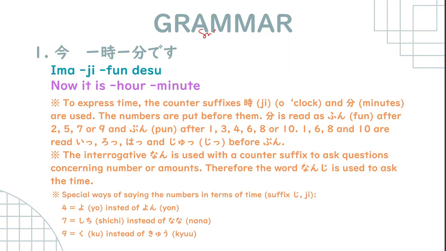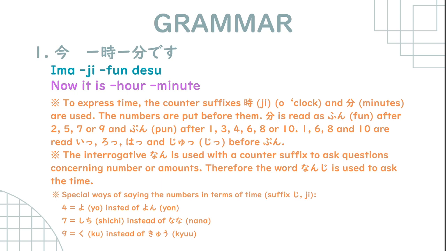So suffixes equals ji, as in ji, and fun or pun. So these are the suffixes for telling the time, okay?